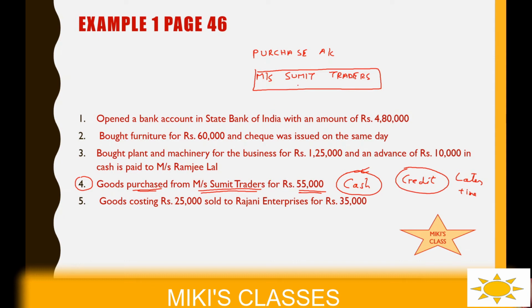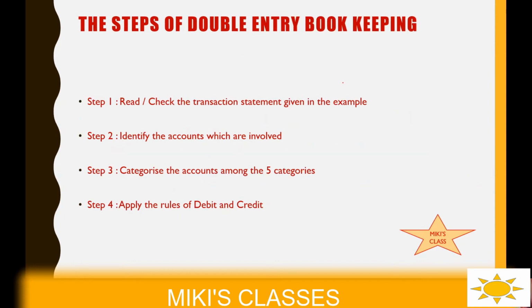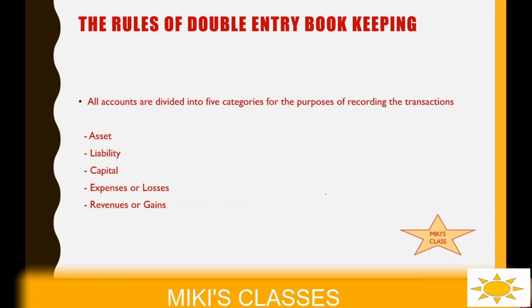So what will this Sumit Traders account be? We already have discussed at length that the purchase account will be an expense. Correct? How about Sumit Traders? We've already read the transaction statement and identified the accounts. Now we are trying to categorize. We are trying to get into this step now and categorize the Sumit Traders account. Okay. Fine.